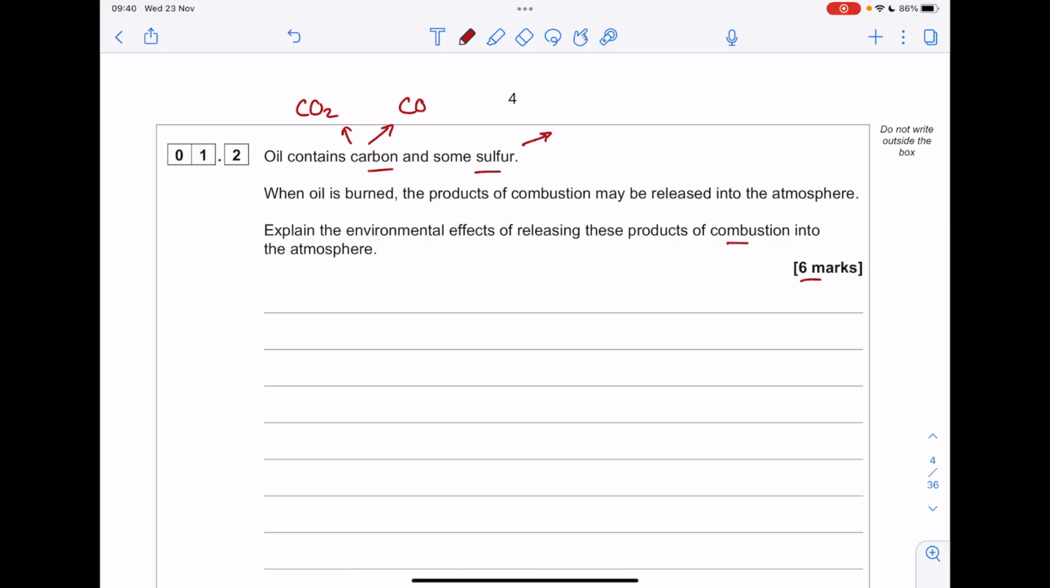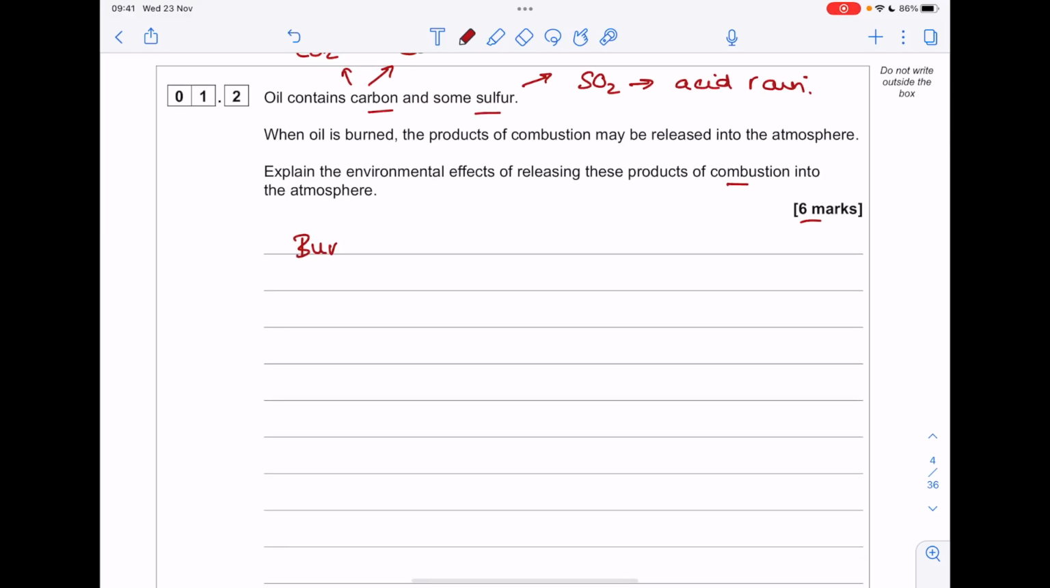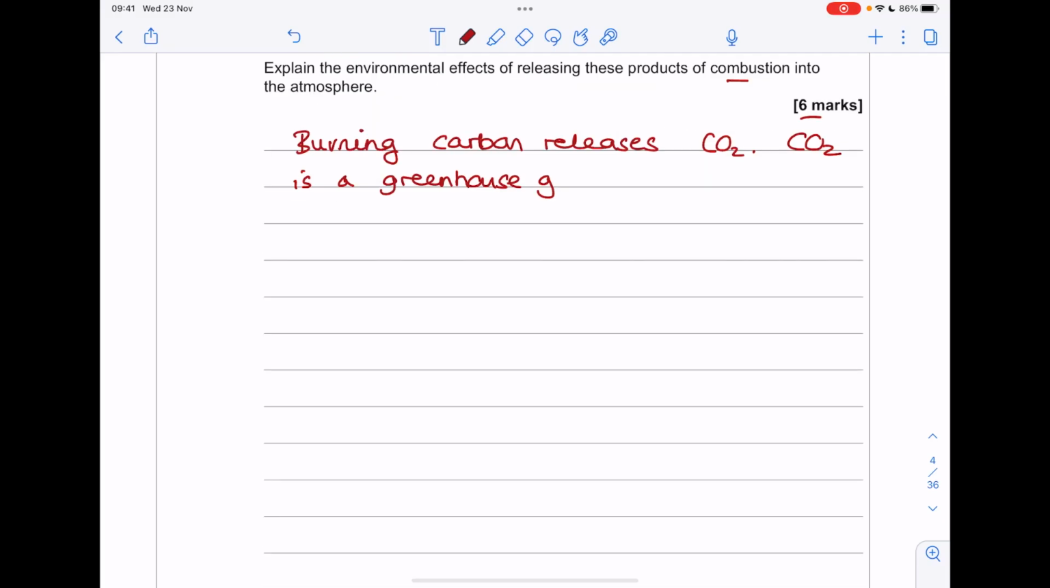And then the sulfur impurities produce sulfur dioxide, which dissolves, forming acid rain. So we've got lots to talk about here. So let's start with burning carbon. What's wrong with releasing carbon dioxide? Carbon dioxide is a greenhouse gas which contributes to global warming.